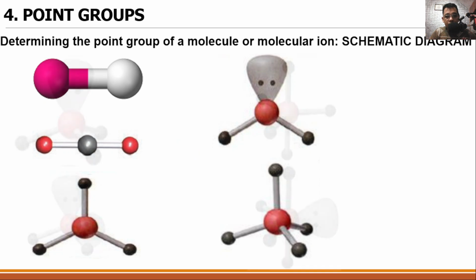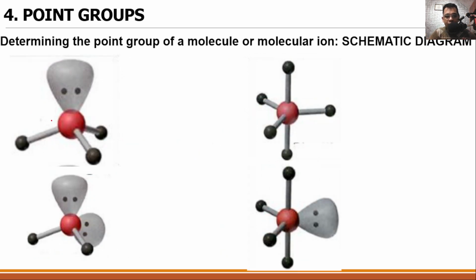And then, what if kapag ganito? Trigonal pyramidal. Automatic, this one is C3V. Kapag ganitong bent, it is what? C2V. Eh, pagka trigonal bipyramidal, it is often assigned as D3H. Remember, kapag parehas yung mga bonded atoms natin. And for this cis, it's C2V.